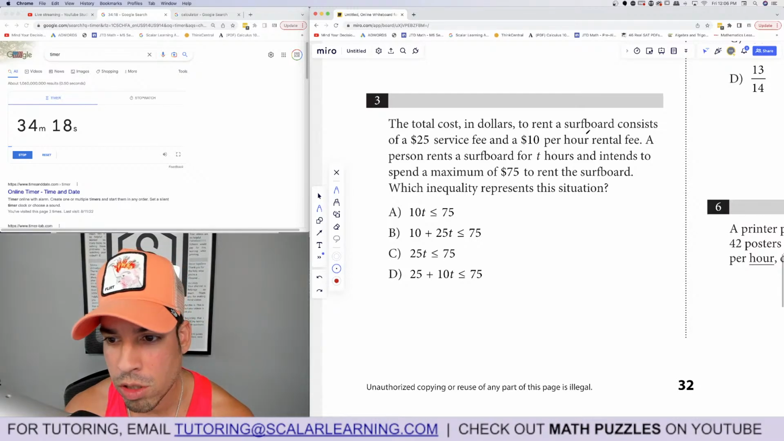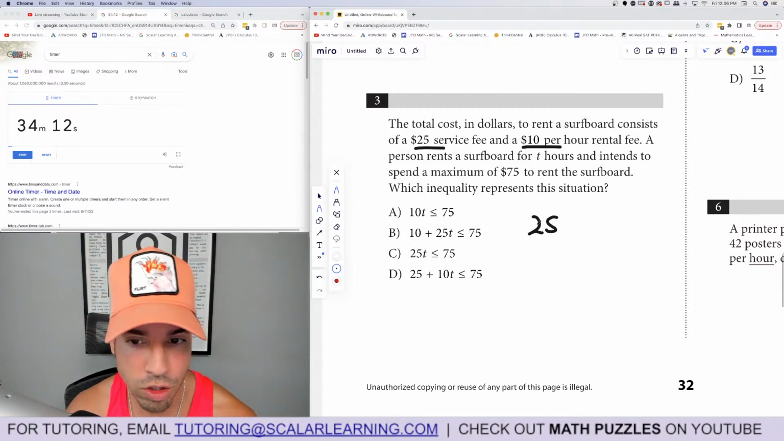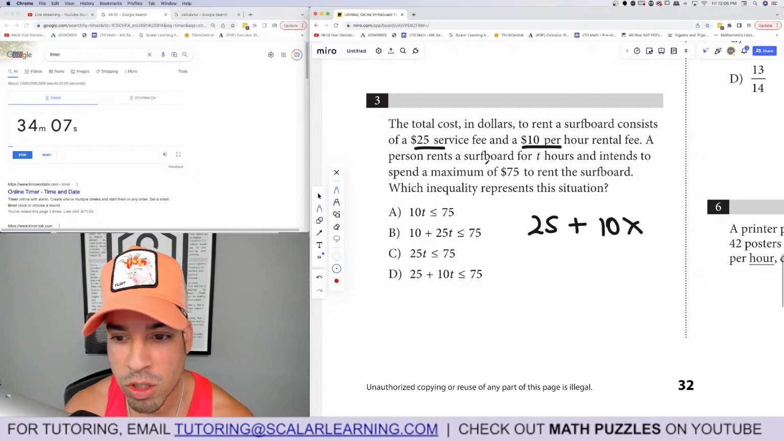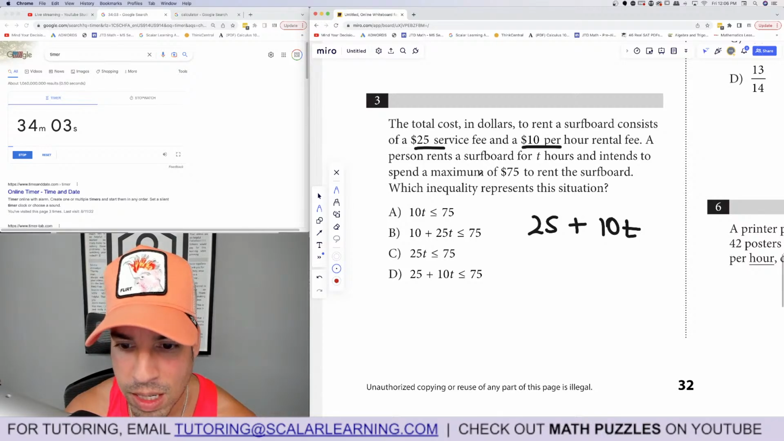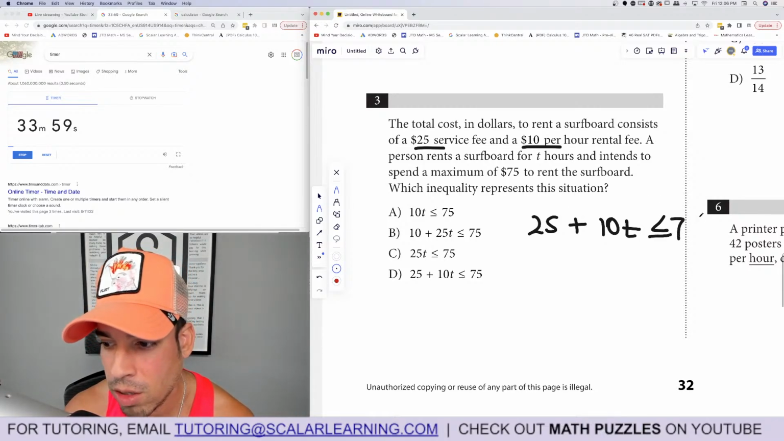Number 3, total cost to rent a surfboard consists of a $25 service fee and a $10 per hour rental fee. Okay, I'm going to start writing that out. That's a linear equation. 25 flat fee, that's my y-intercept. 10 is my slope. Boom. A person rents a surfboard for t hours. Let's change that x to t. T hours and intends to spend a maximum of 75. So that means this whole thing is going to be less than or equal to 75.